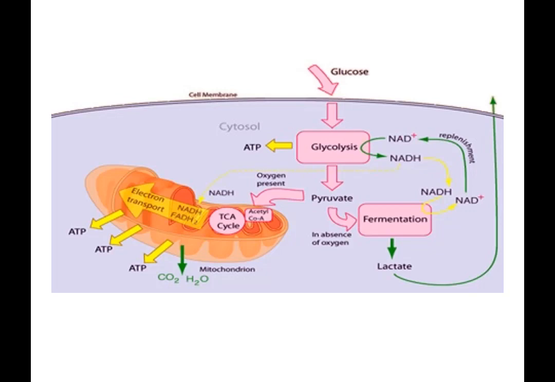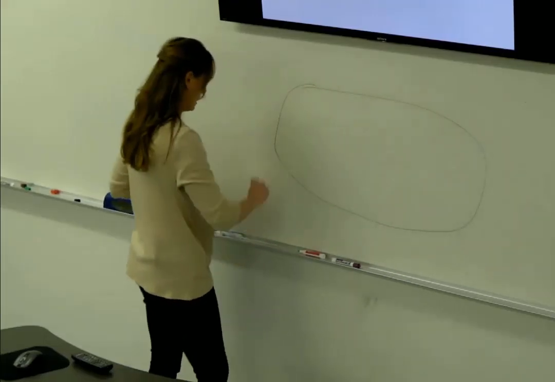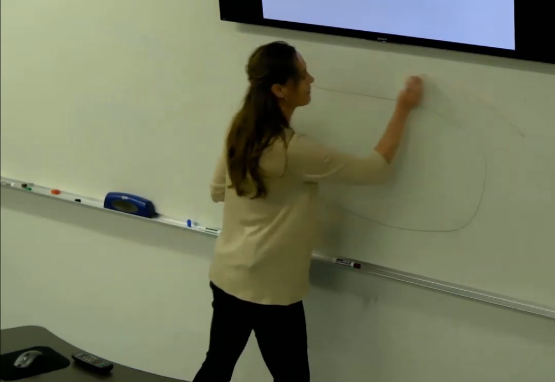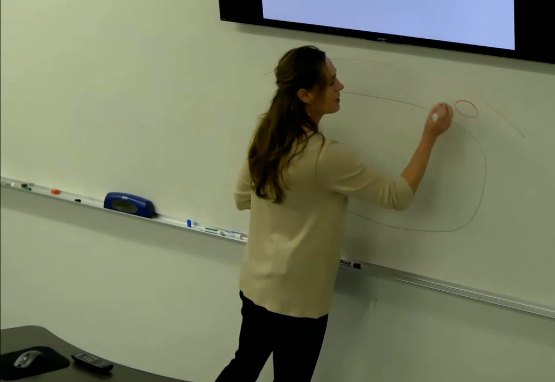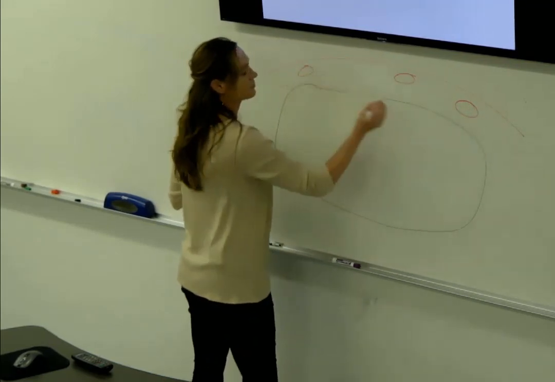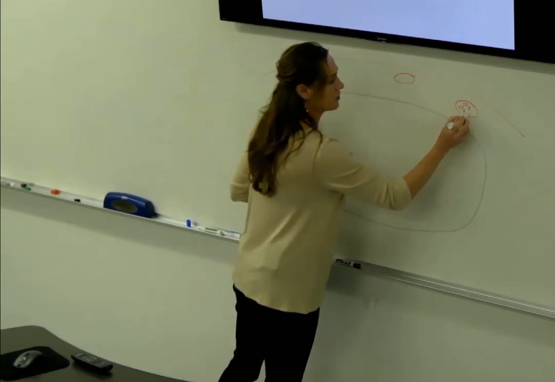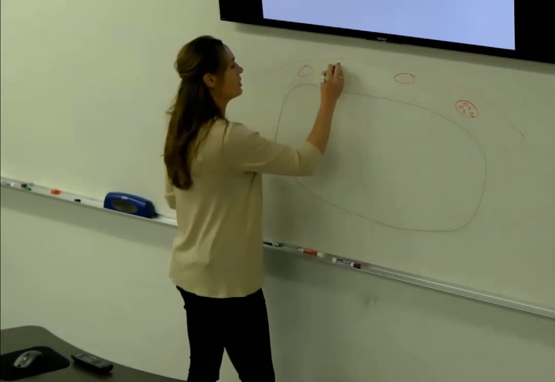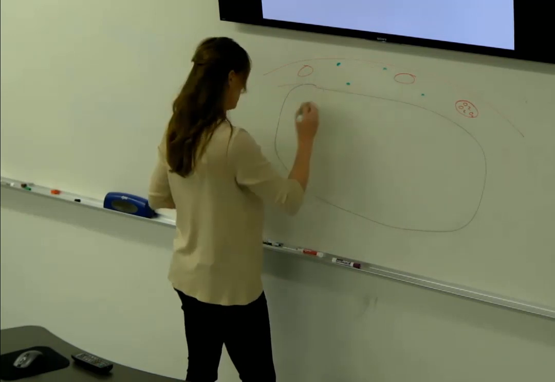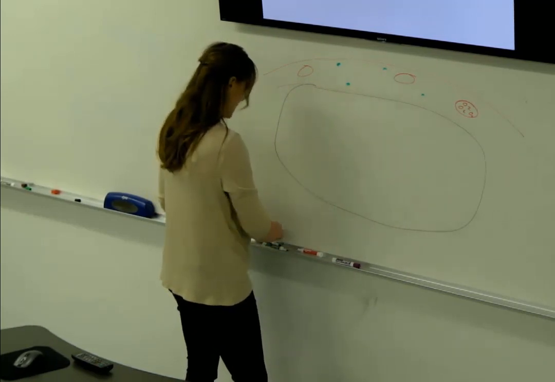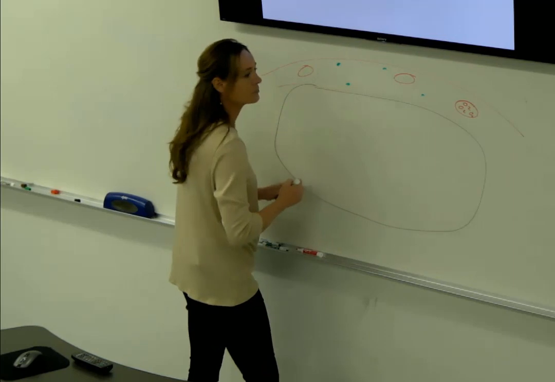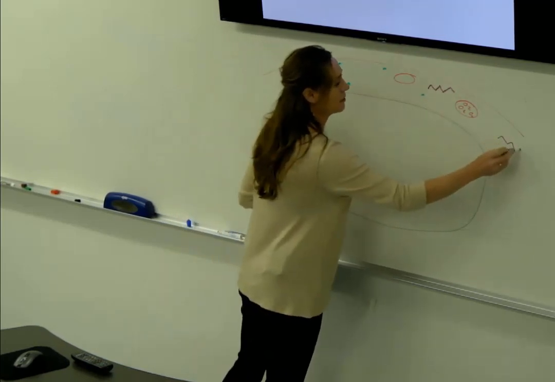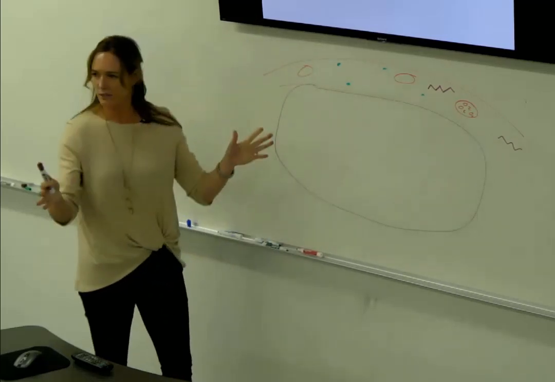So if we draw a big cell here, and we have a capillary next to it. In the capillary, obviously we're going to have red blood cells with a lot of oxygen loaded onto them. We're going to have glucose in our blood, which will be our green dots. We're going to have free fatty acids in our blood as well. So we've got stuff in our blood.